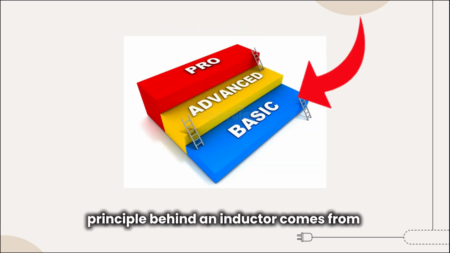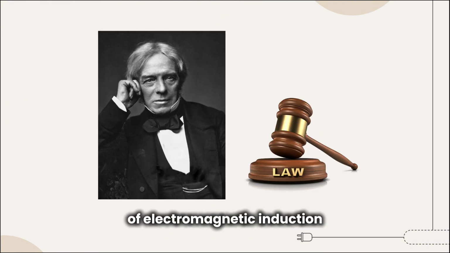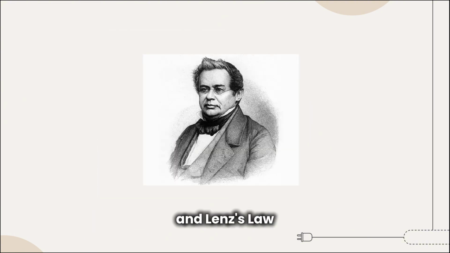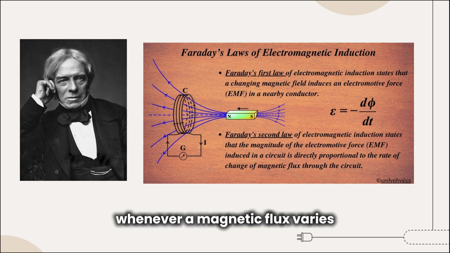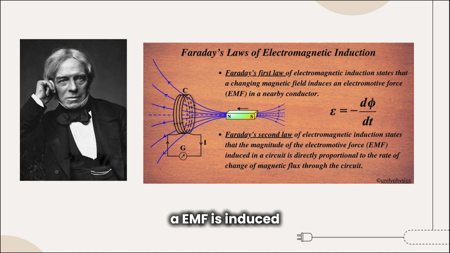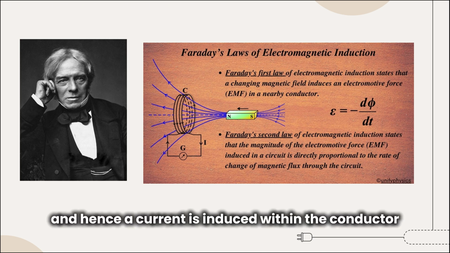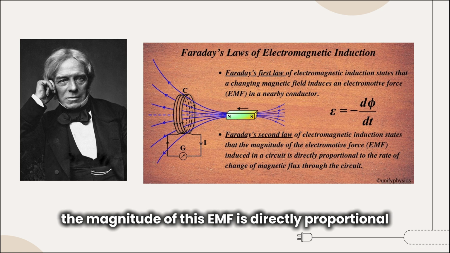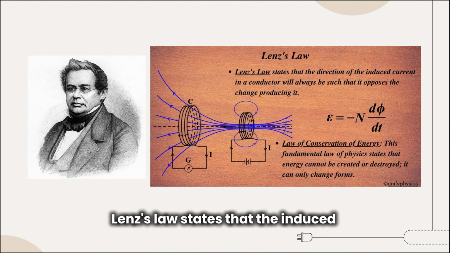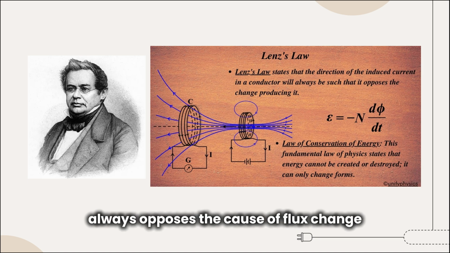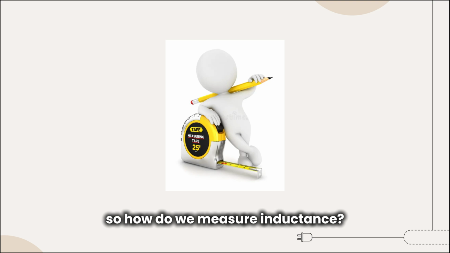The basic principle behind an inductor comes from Faraday's law of electromagnetic induction and Lenz's law. Faraday's law states that whenever a magnetic flux varies, an EMF is induced, and hence a current is induced within the conductor. The magnitude of this EMF is directly proportional to the rate of change of magnetic flux. Lenz's law states that the induced EMF and induced current developed in a coil always opposes the cause of flux change.